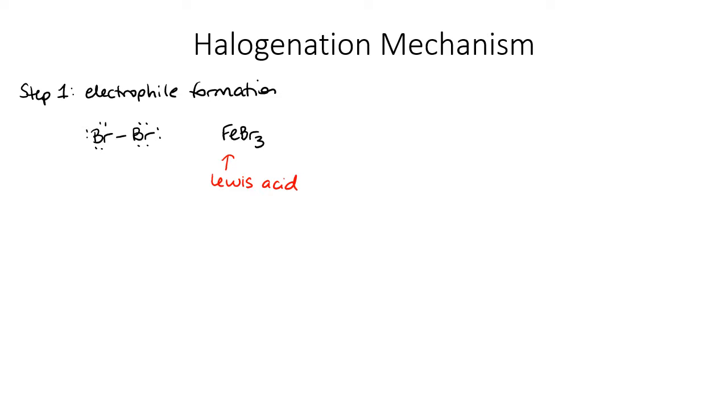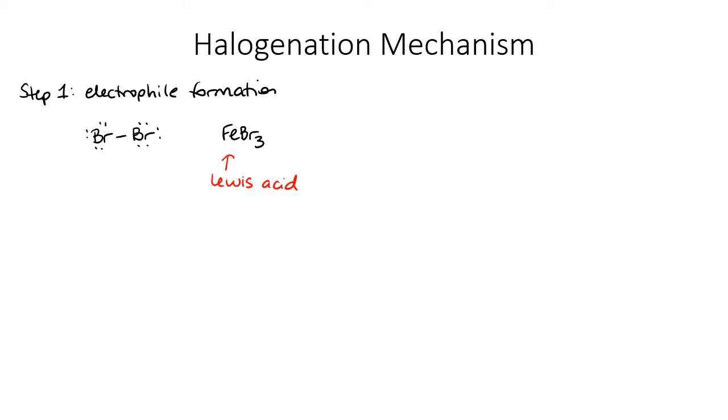Now Lewis acid is an electron acceptor. The iron has space to accept electrons. So what's going to happen is with our Br2, there's going to be a temporary shift in electrons. So this is a nonpolar molecule, but remember it has London dispersion forces. So at any given moment, the shared electrons can all shift towards one of the bromine atoms.